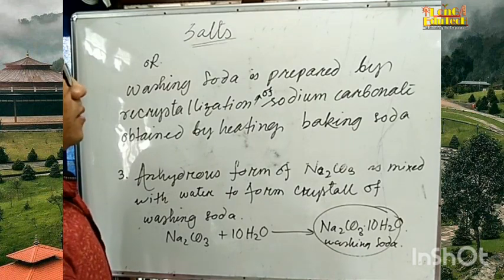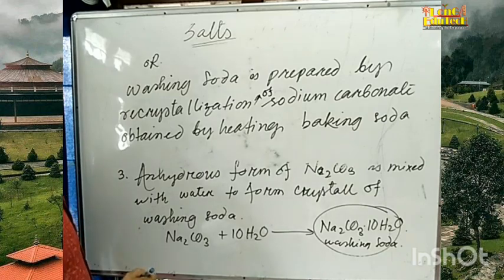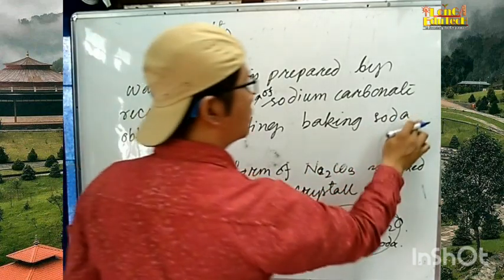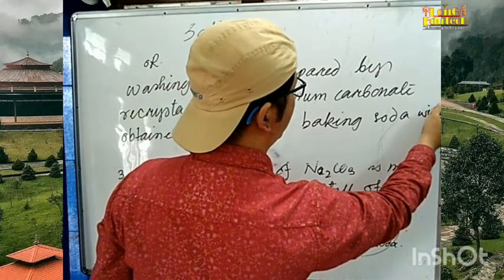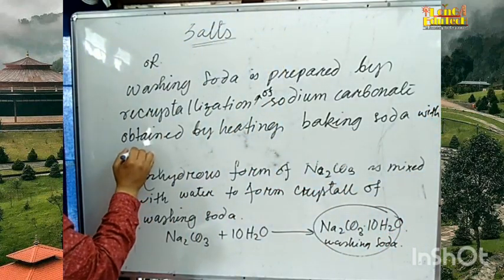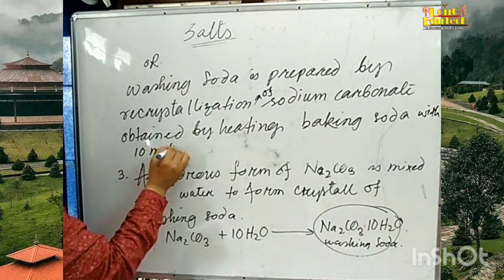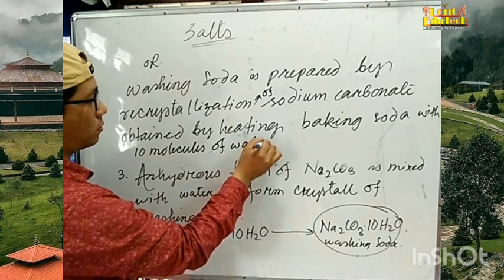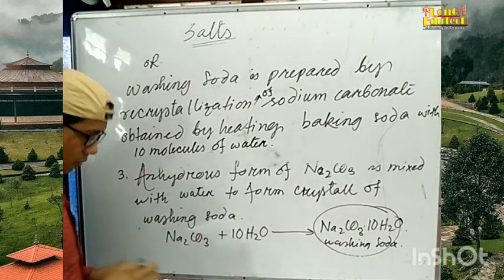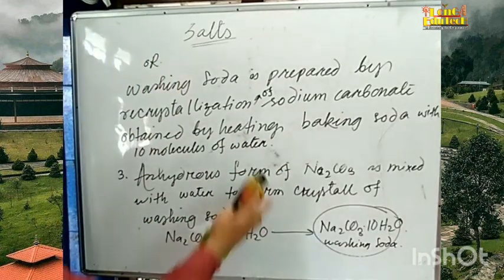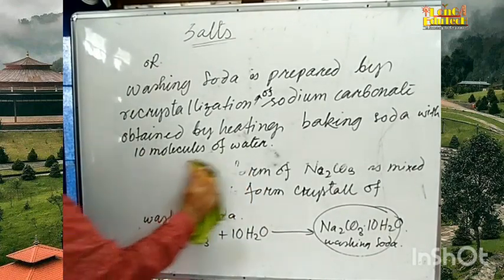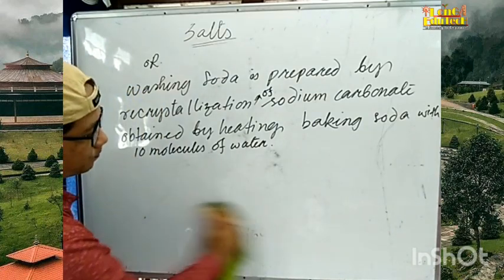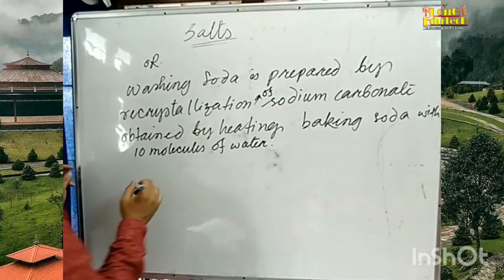Obtained by heating the baking soda. Like this also it's given. Or let's say it is prepared with 10 molecules of water. So in the very shortcut here we can write it also. If it is given 2 marks like that, now you can write it, no problem.